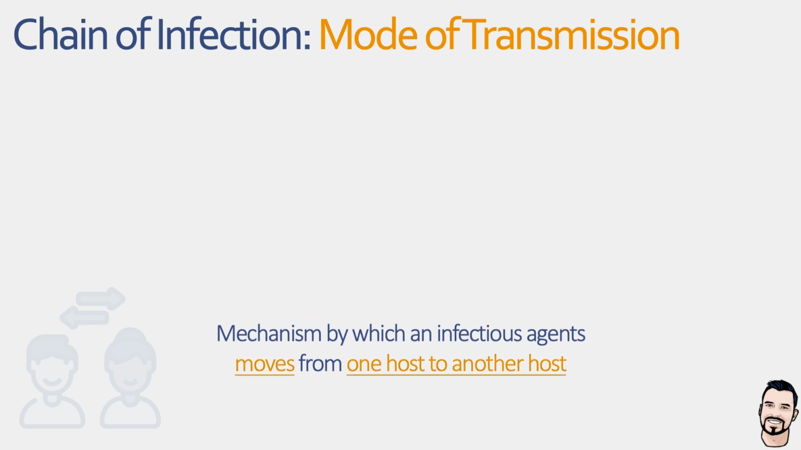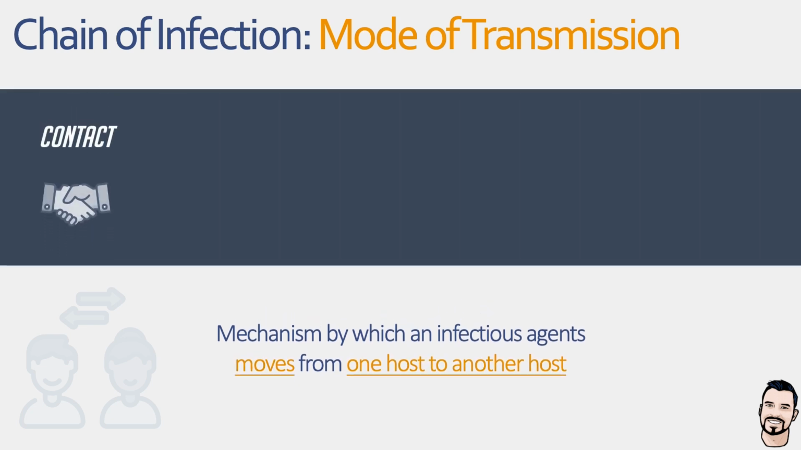Now, there are several modes of transmission. One of the more common modes is contact, and this is where someone directly touches something that is contaminated with an infectious agent. It could be someone else's hand through a handshake, it could be from a door handle, and I guess a key example of this transmission would be norovirus.